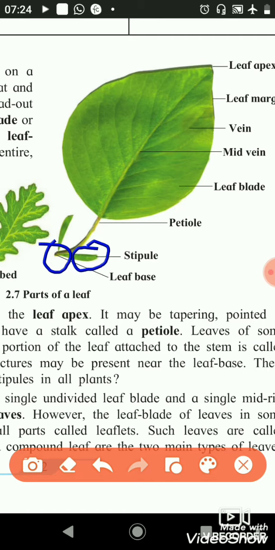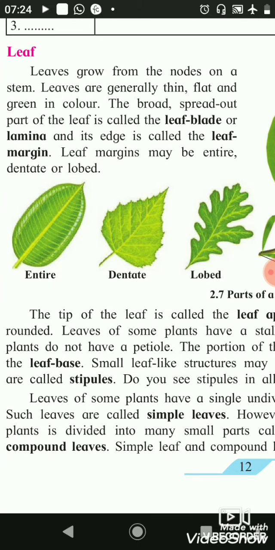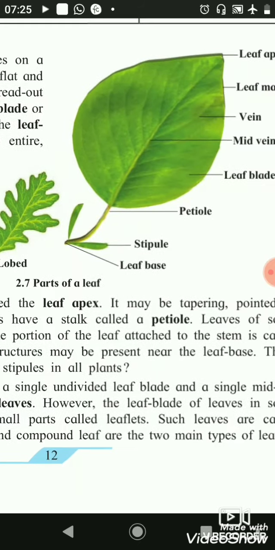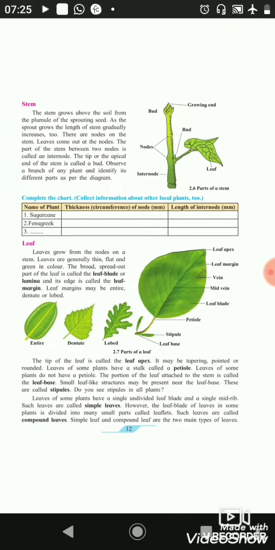So this is the whole description of a single leaf. Now there are three types of single leaves. One type is entire leaves, second type is dentate leaves, and third type is lobed leaves. The tip of the leaf is called the leaf apex. It may be tapering, pointed or rounded.